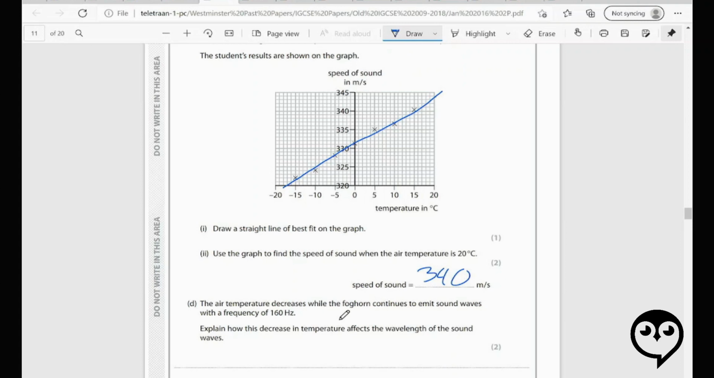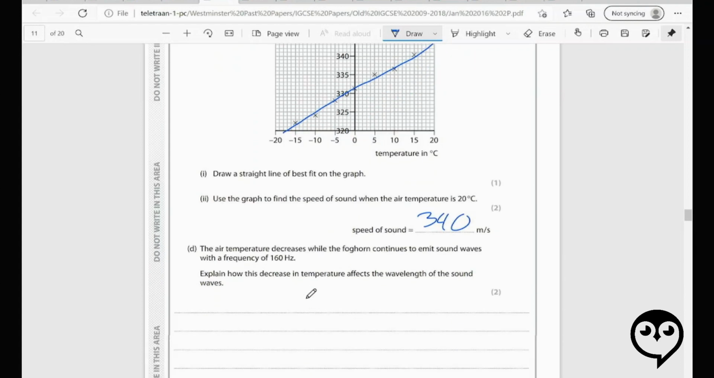And then the air temperature decreases while the foghorn continues to emit the sound waves. How would this decrease in temperature affect the wavelengths of the sound waves? Well, if the temperature goes down, air particles are going to move in closer to each other. The air will be more dense. And if the air is more dense, we know that sound travels faster in solids and liquids, but this air is not much more dense. That won't be the problem.